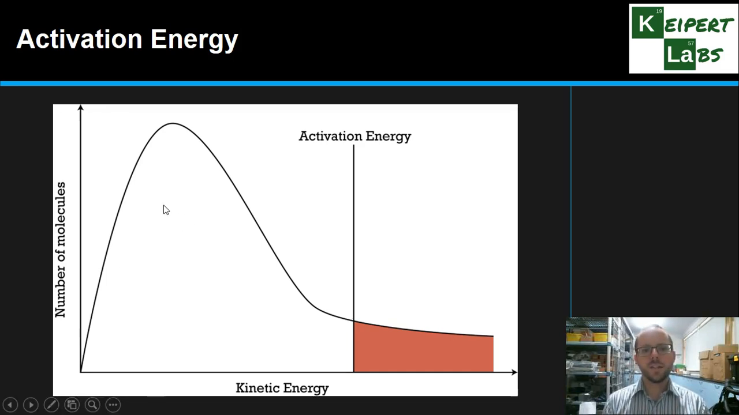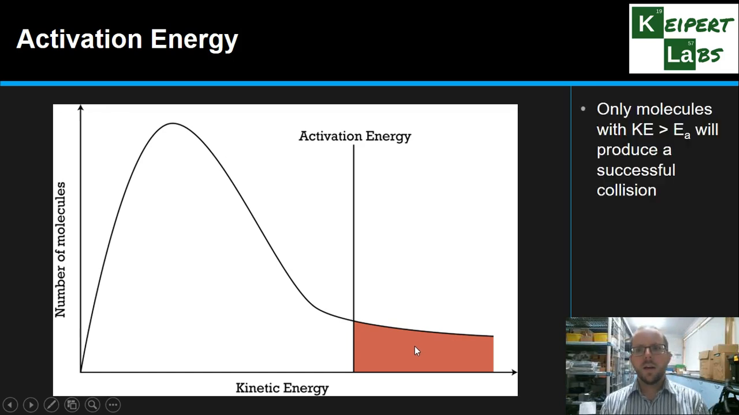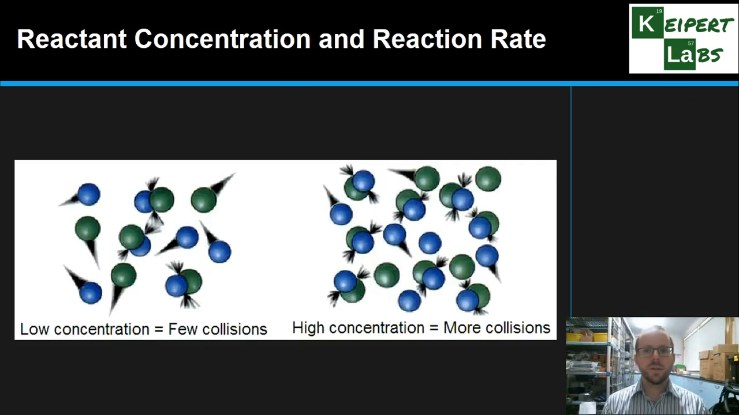So any of these particles down here that collide are not going to cause a reaction, only ones that have this value or above. You can see that only a very small proportion of all the particles in that substance are capable of reacting at any one time. So you've got to have kinetic energy greater than the activation energy for a successful collision.